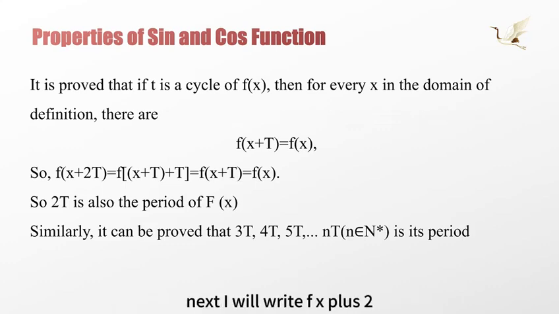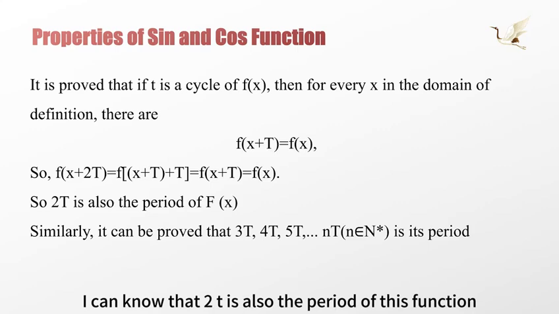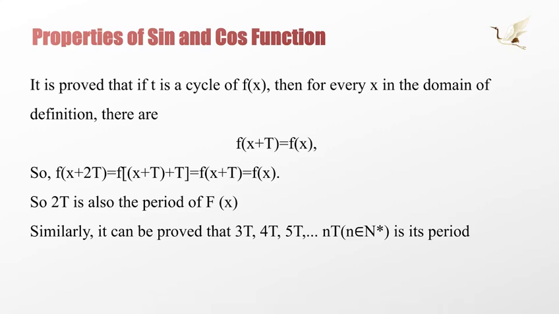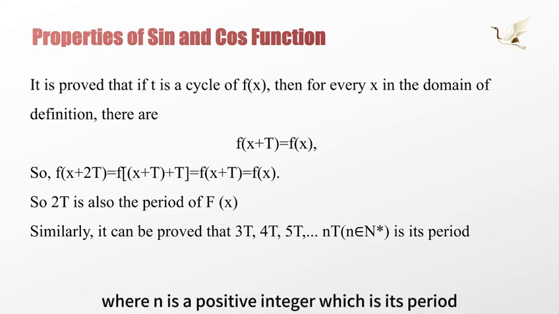Next, I will write f(x + 2t) in the form of f(x + t + t). This is equivalent to saying that after the independent variable x + t plus the period, its function value should be equal to the function value corresponding to x + t, and then equal to f(x + t). And we know from the relationship that it is equal to f(x). Let's see, f(x + 2t) is equal to f(x). I can know that 2t is also a period of this function. Therefore, I can deduce 3t, or even nt, where n is a positive integer, is its period.